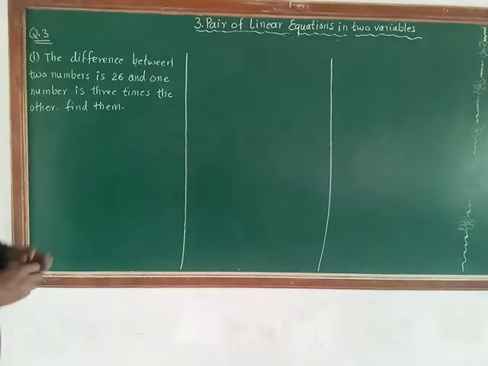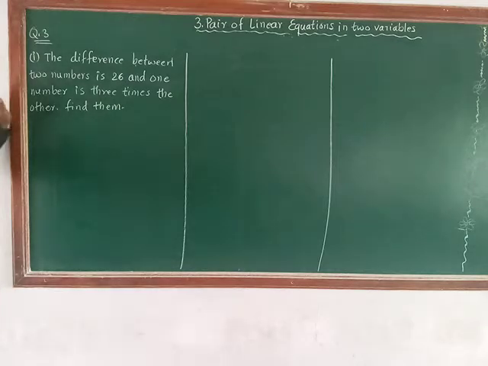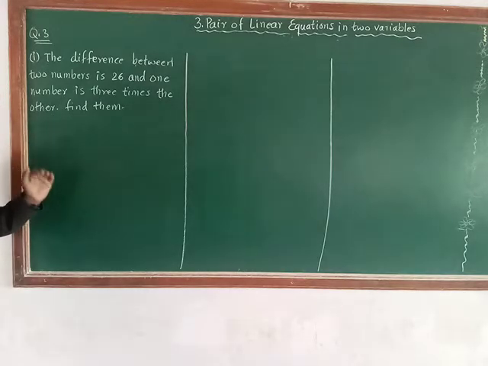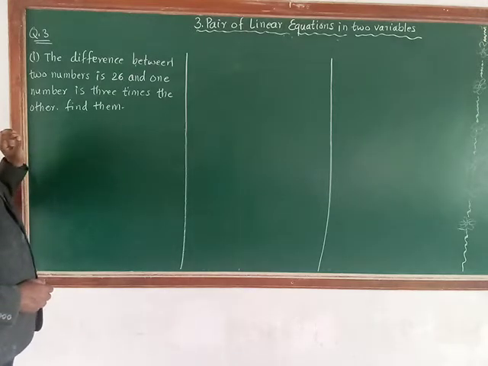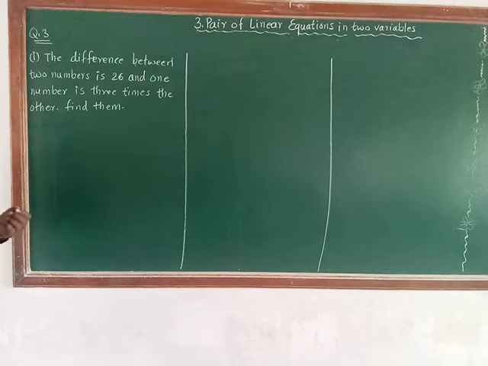Okay students, so here we have written the first problem from our question number 3. It's a word problem. We have to solve that problem using the substitution method. So first we have to read that example properly, understand it, and make equation form from the given word problem. The difference between two numbers is 26 and one number is 3 times the other. Find them.